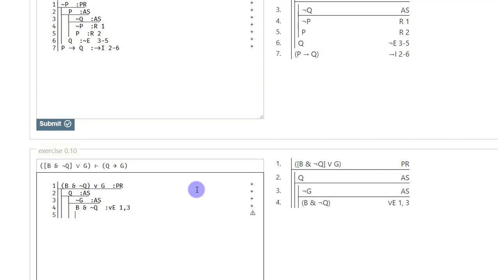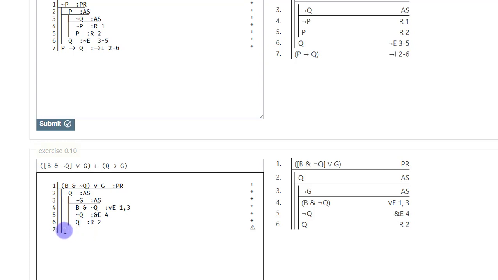Okay, next I want to get, so I've got a Q here in line 2, and I've got a not Q that's in line 4. That's part of this conjunction, so I know that if I do conjunction elim, I can get not Q on one line, and then I can move this Q in line 2 down using the reiteration rule. Okay, so I have a contradiction here on lines 5 and 6.